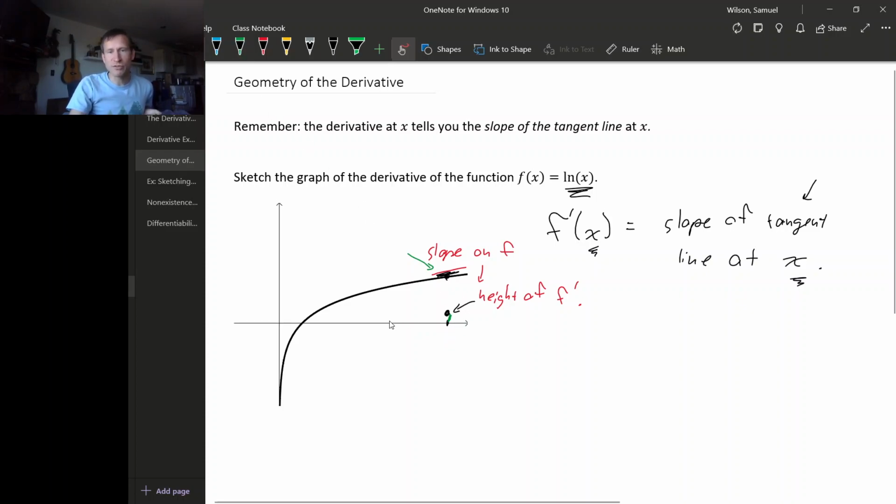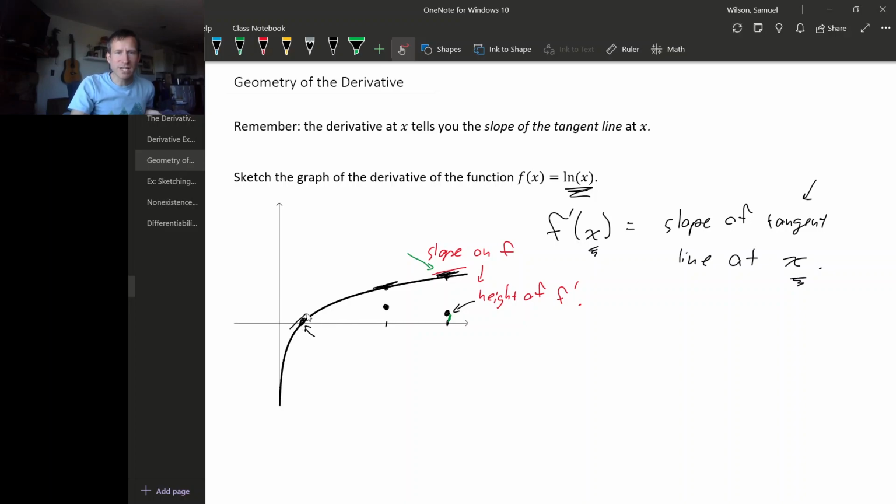Okay, well, let's move over to a different x value. How about here? So now the slope of the tangent line looks like this. It's still a small positive slope, but it is a little bit bigger than the first one that we did. So the height of the derivative graph at this point should still be positive and small, but a little bit bigger than the one over here. So maybe like this.